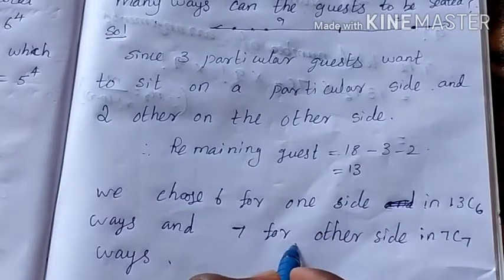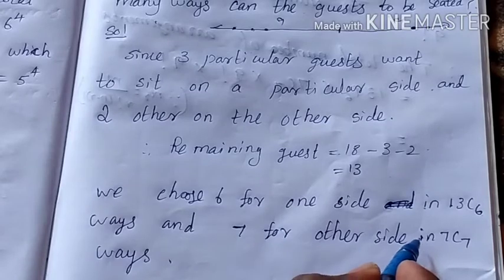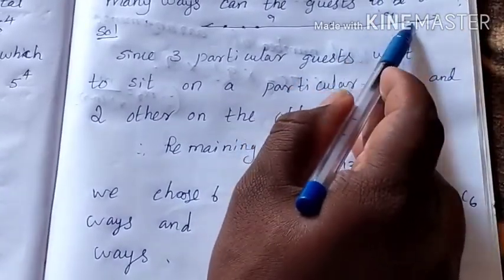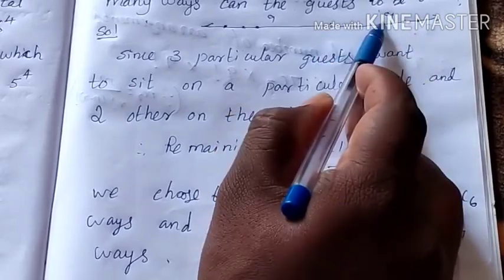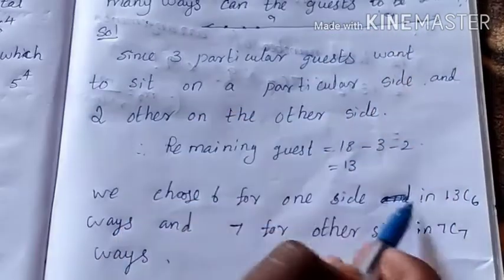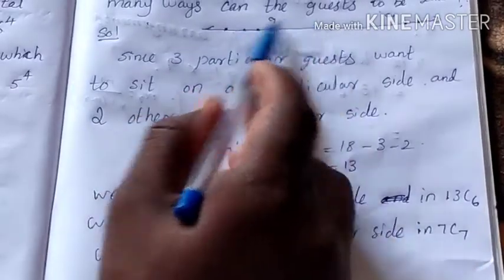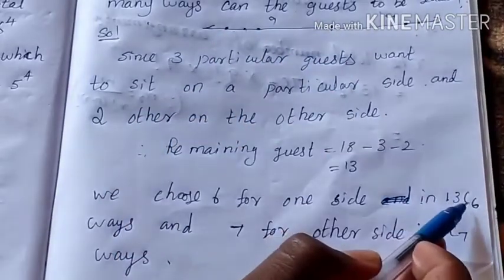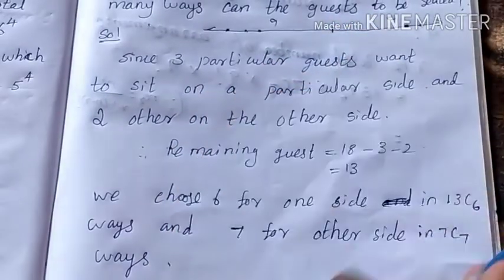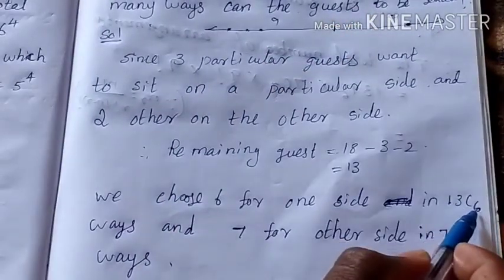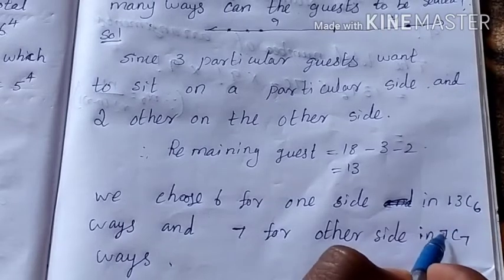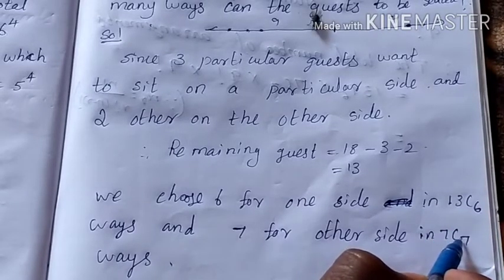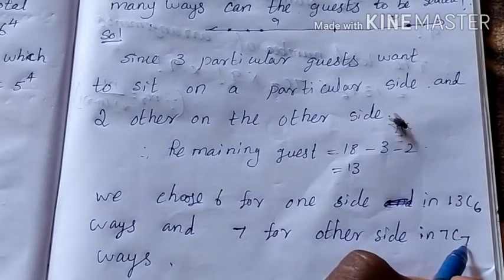Then 7 for the other side. So 7 is remaining, because the 2 persons are already seated on the other side. 6 are already seated, so the remaining is 13 minus 6, which is 7. So 7 only is possible. So 7 is the remaining total, and this is the required number to be seated.